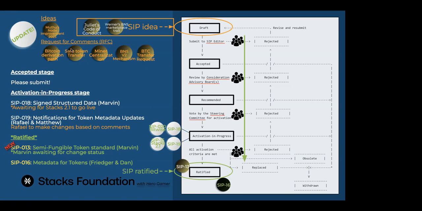We have a lot of requests for comment in the pipeline. Things like the revision path, safe transfer. We've got Matty Stacks, minor centralization stuff, which is work in progress. I believe there are 3 proposals on the table, so that's also ready for people to comment on. BNS V2, I think mechanism is picking that up, which is great to hear. And we also got a new one from Hero about the BTC transfer request from the apps. Those are a lot of requests for comments.